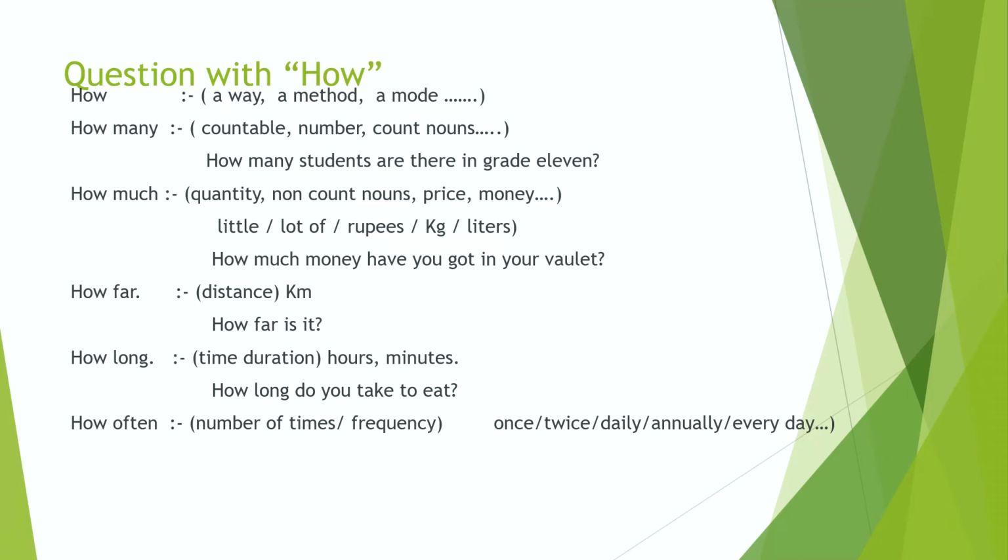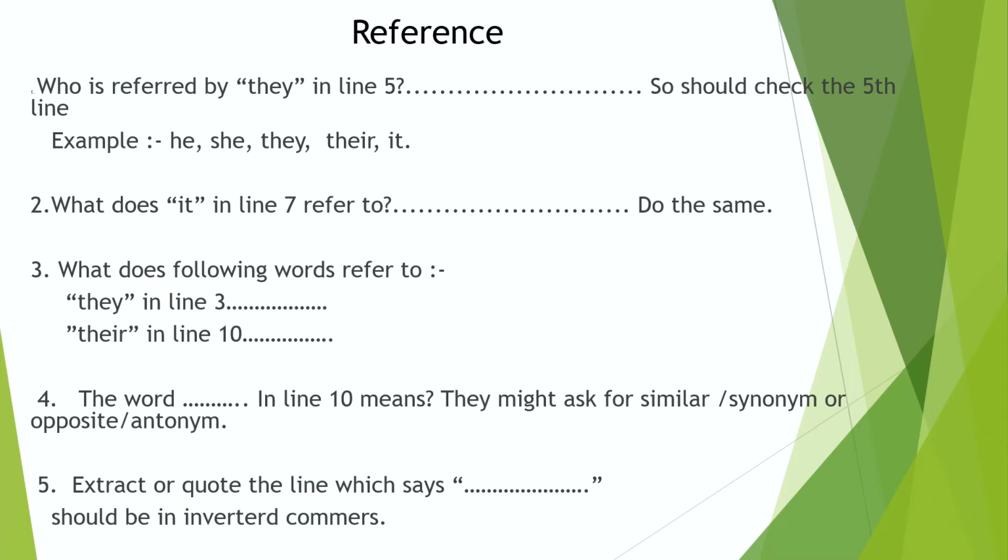How far? Distance. That means in kilometers. How far is it? That means you have to travel. How long? It is something like time duration. Hours, minutes. How long do you take to eat? People eat for 1 hour, half an hour, 10 minutes, 15 minutes. How often? Number of times. Frequency. Once, twice, daily, annually, every day.